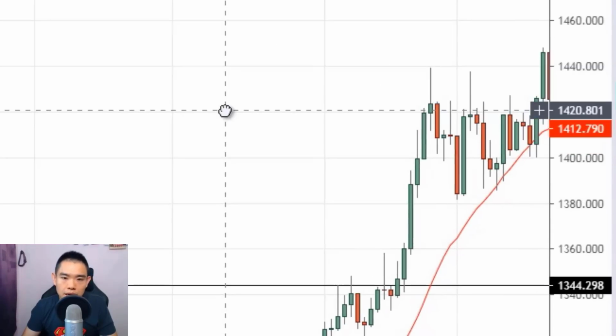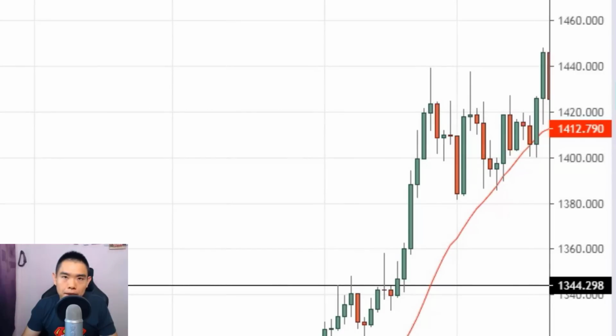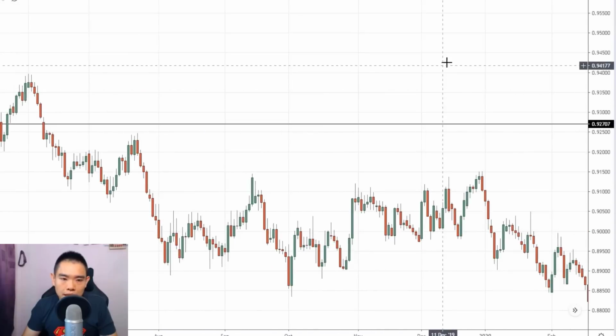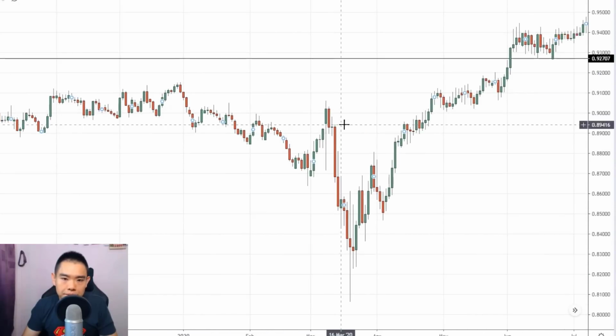Okay, so in this case, this is where we got the first pullback. Price eventually broke out of this high. Then you can just reference either this swing low as your stop loss, or if you're more conservative, even this low. Next example, Aussie Canadian, same thing. I'm going to walk you through the psychology of traders who are looking at this market.